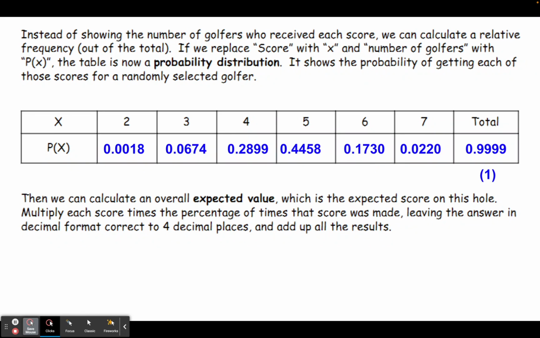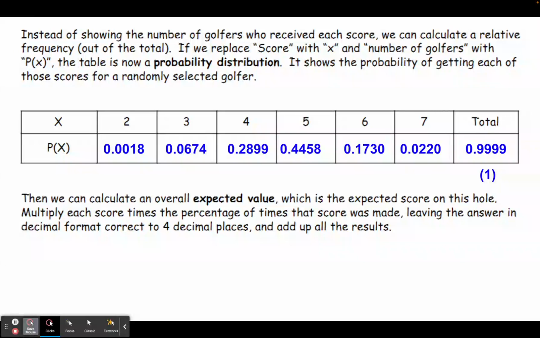And again, that's just due to round off error, which means that we rounded down more than we rounded up, and so our total was a little bit shy of what it should be. Now, based on this probability distribution, we can calculate what's called an overall expected value, and that represents the expected score on this hole.